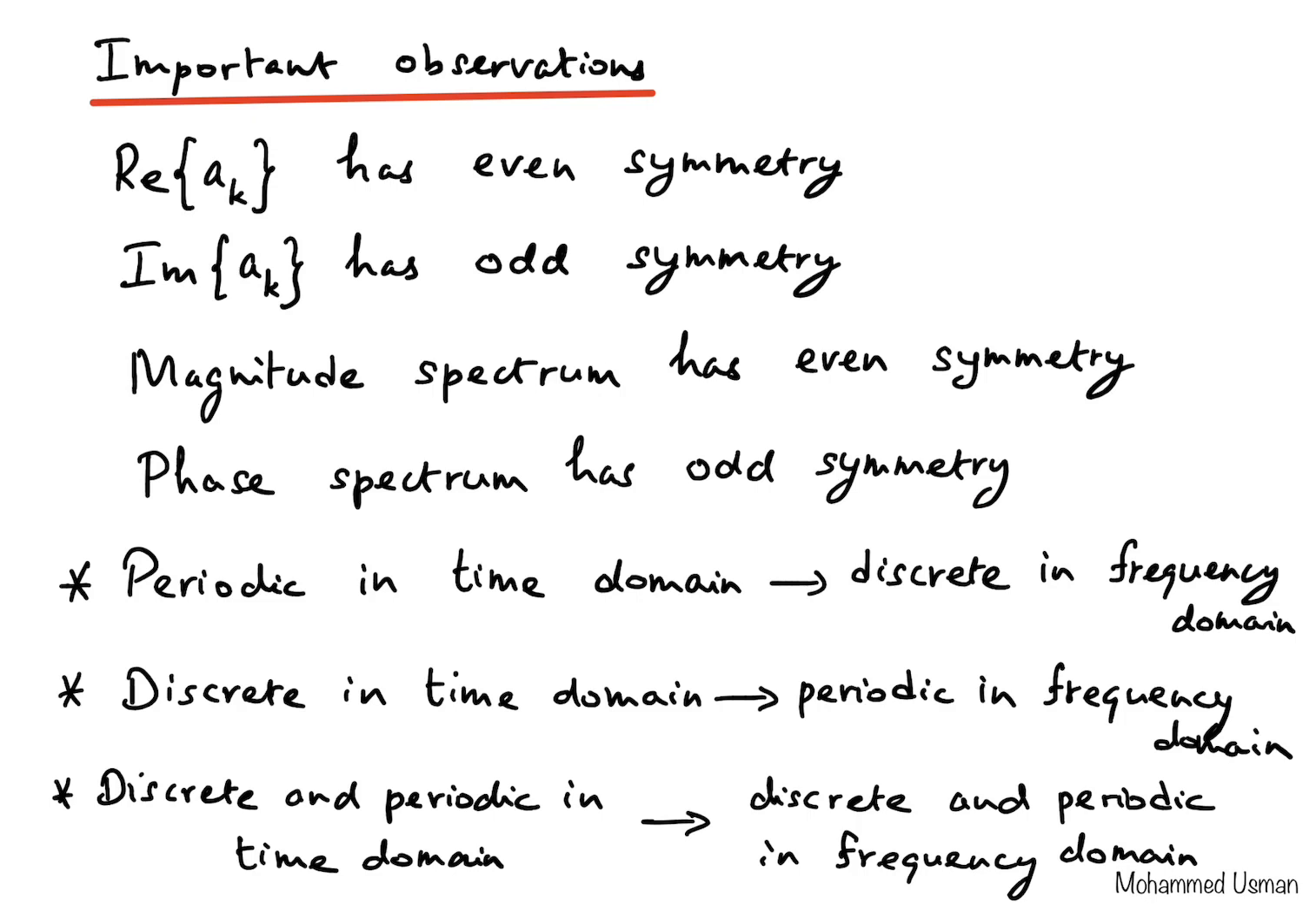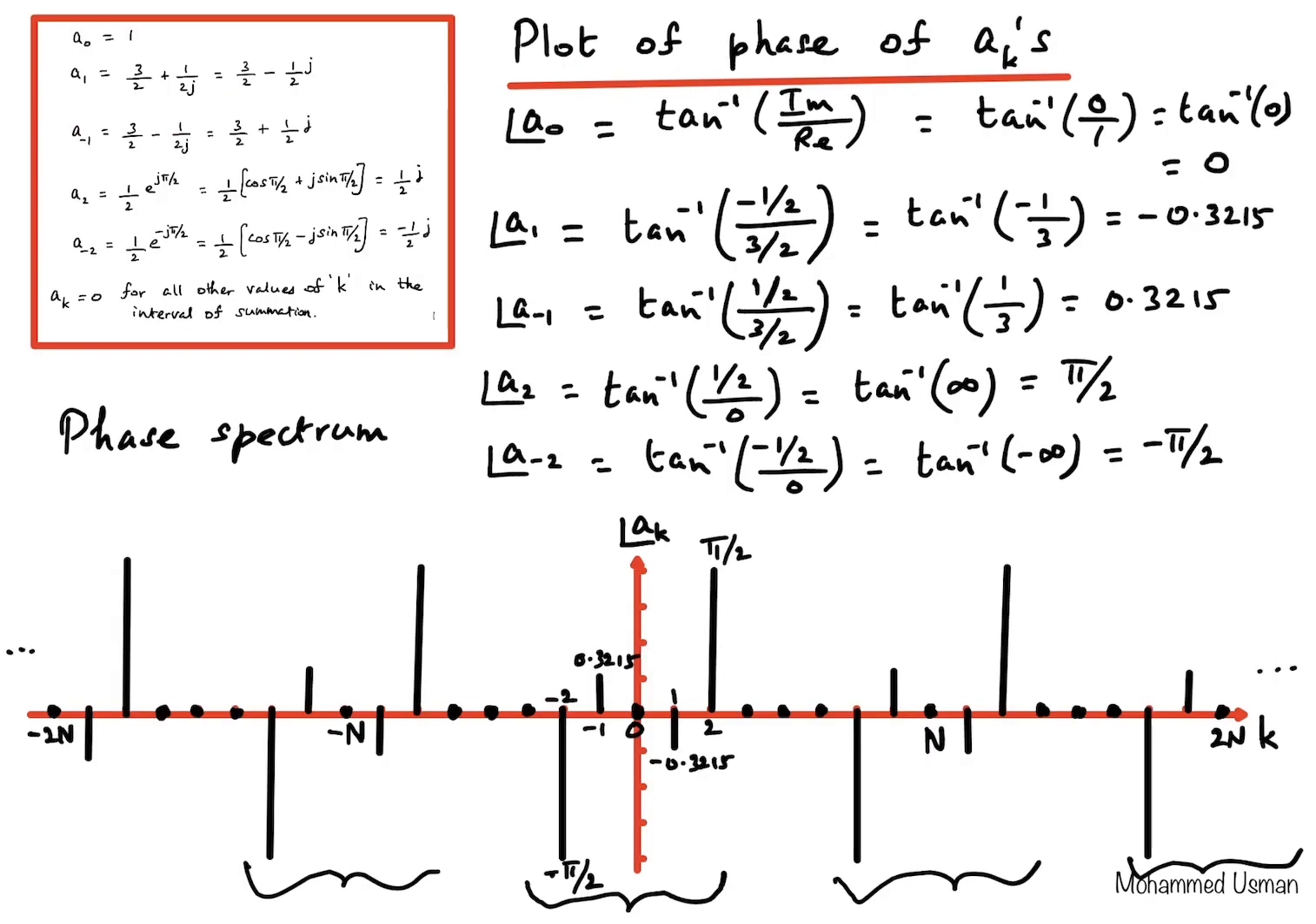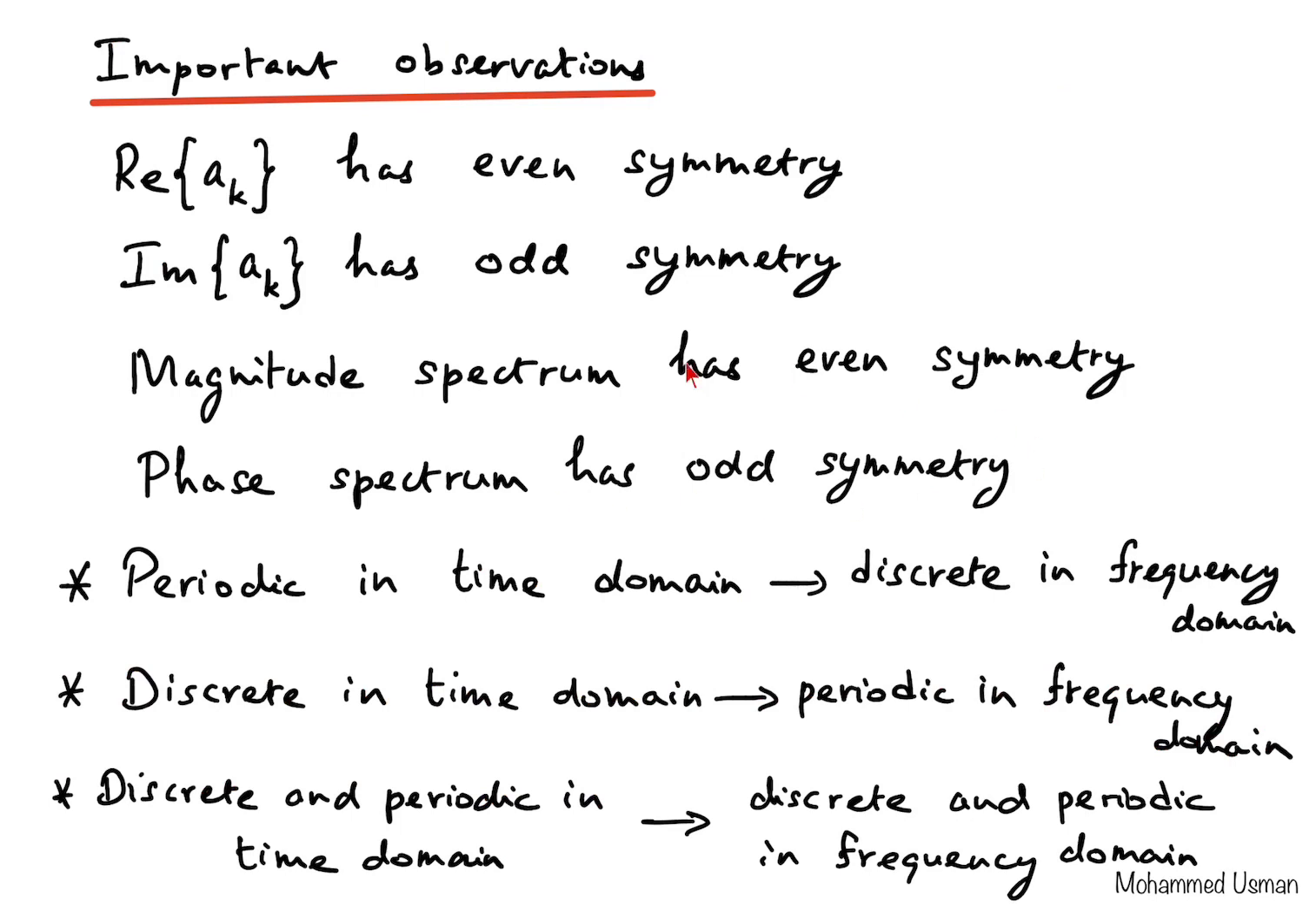And the phase spectrum has odd symmetry. If you look at the phase spectrum, at 1 we have minus 0.32, at minus 1 we have plus 0.32, at 2 we have plus pi by 2, at minus 2 we have minus pi by 2. So this is exhibiting odd symmetry. These are important observations that will be useful in your other courses as well at higher levels.